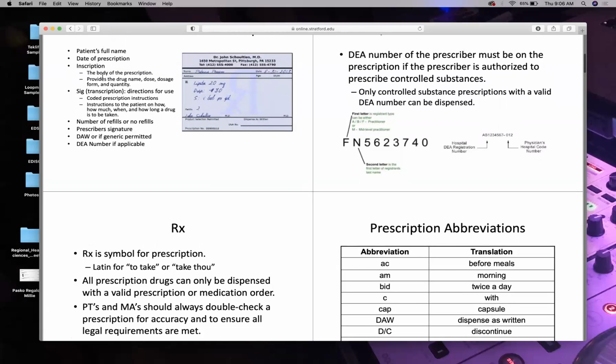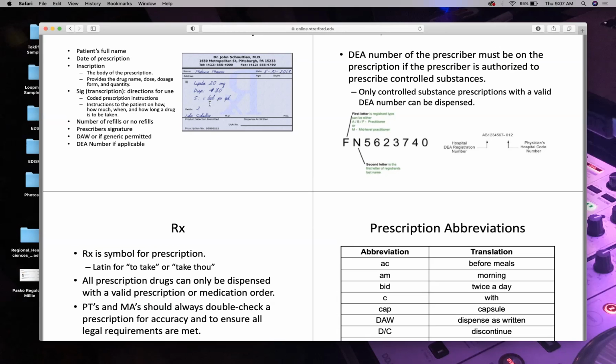So this is the inscription, that's the body of the prescription. That's the drug name, the dose, the dosage form, right up here. And then the SIG is the actual directions. And many times the physician will write SIG. And if you see here, it says S, and it says BID. So remember your medical terminology. BID means bis in die, twice a day.